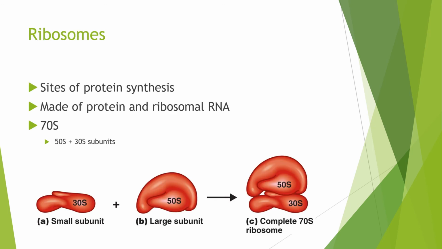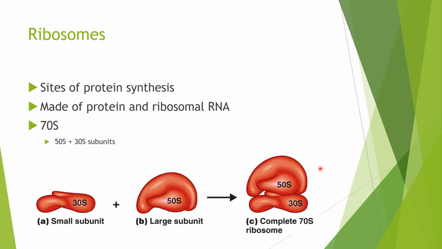Bacteria also carry ribosomes, and those ribosomes are basically how the bacteria is able to make its own protein. The bacteria relies on its ribosomes. Ribosomes are made out of proteins and some ribosomal RNA, and a ribosome would look something like this.